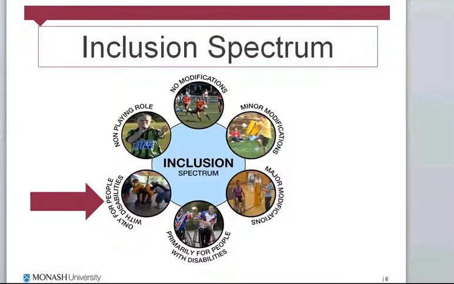Then we have major modifications, so that's sort of, as it sounds, more considerable adjustments. So you might do something like an activity like seated volleyball that we're going to talk about in the practical in week 2, where you completely sort of change the game for people with physical disabilities. Major modifications would also be completely change the rules or physical space to accommodate the disability.